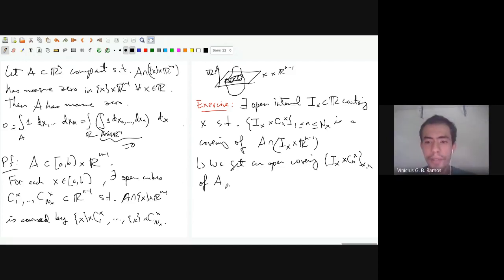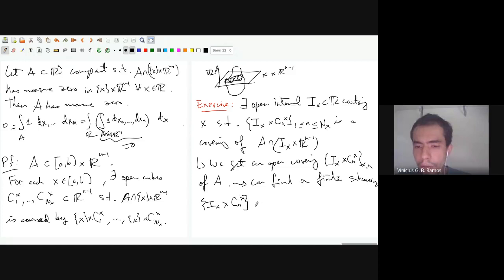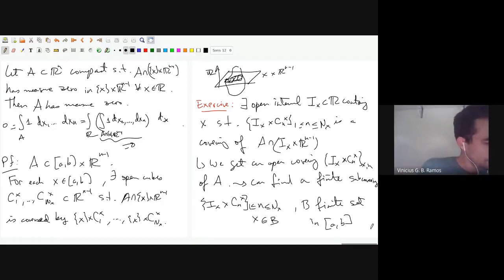But since A is compact, we can find a finite subcovering. So we can find a finite number of x's such that we can get an open covering. So we can find a finite subcovering I_x times C_nx. Now the n and the x are finite. So the n goes from 1 to some big n_x. But now the x is contained in some set that I'm going to call B, where B is a finite set of points in, say, [a,b]. So we're almost done.